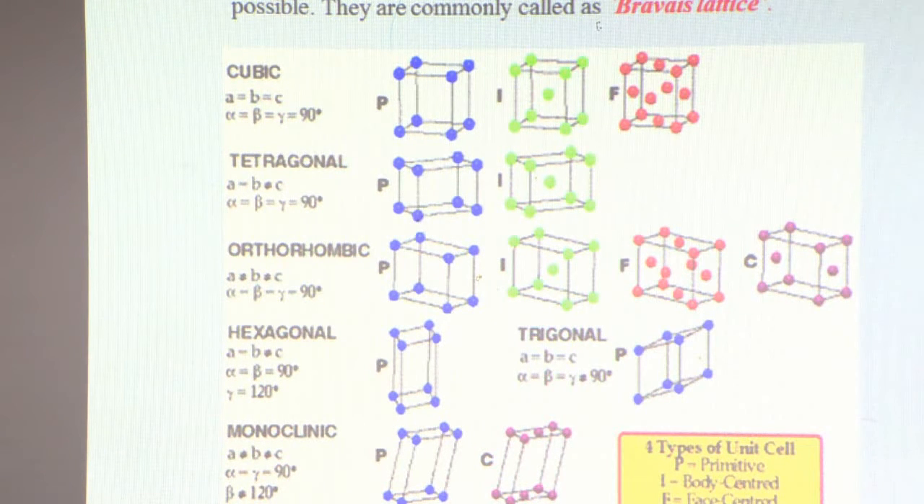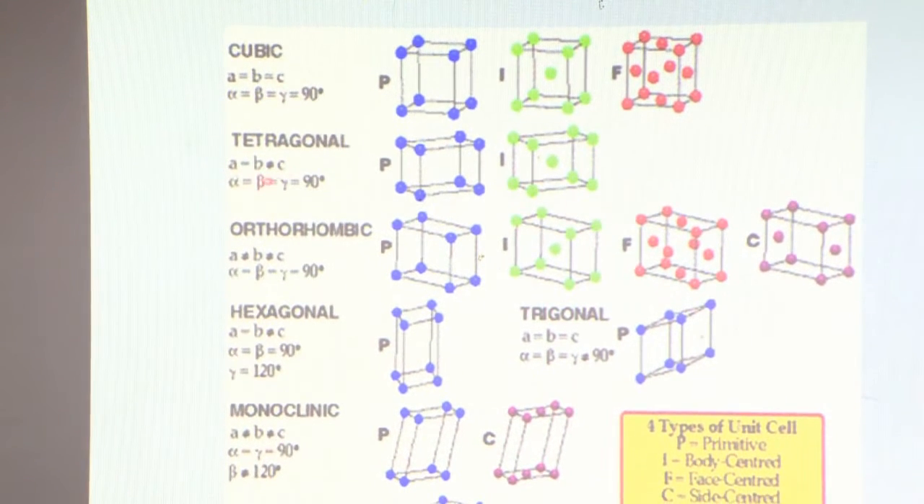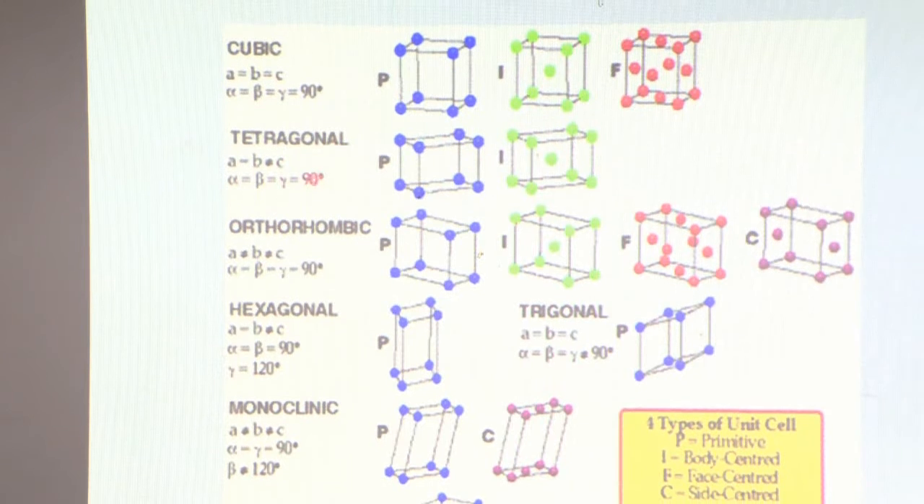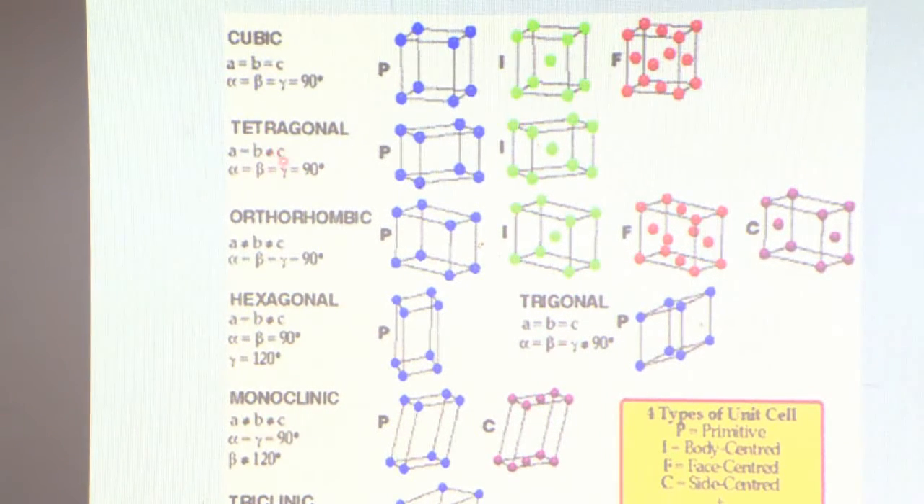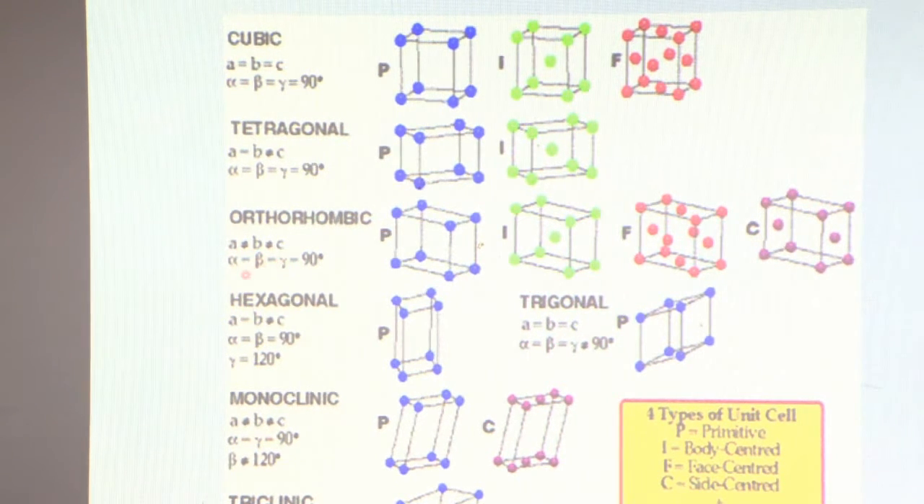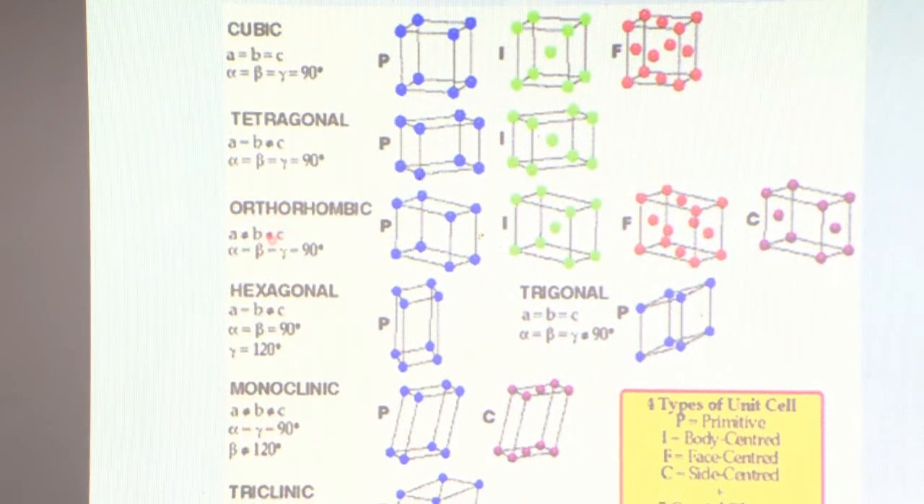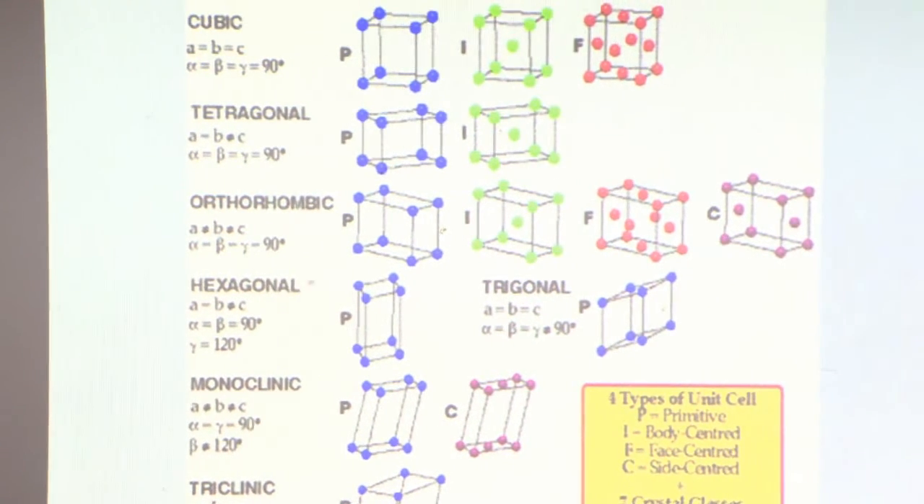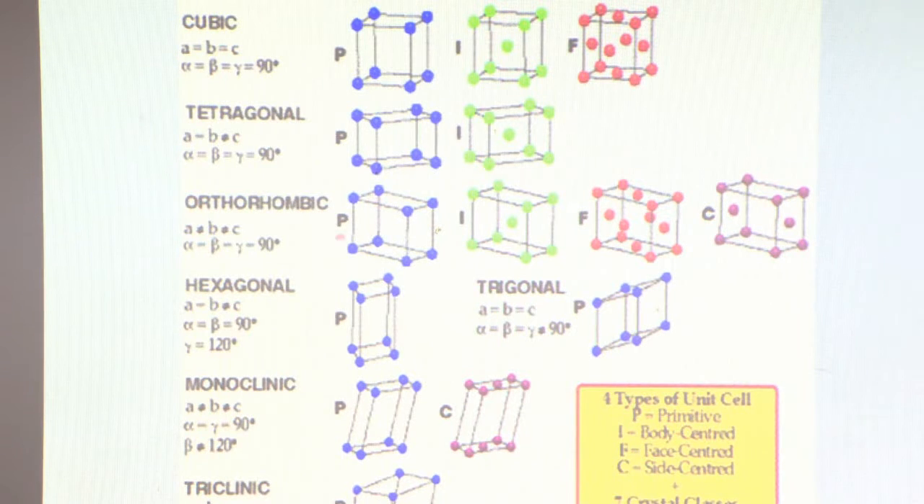And what about tetragonal? One of the lengths is not equal, that is a equals b not equal to c, and alpha equals beta equals gamma equals 90 degrees. When this condition is satisfied, it comes under the tetragonal system. And what is orthorhombic? All 3 sides are unequal, that is a not equal to b not equal to c, whereas the angles are equal to 90 degrees. They are mutually perpendicular to each other. This is called an orthorhombic system.